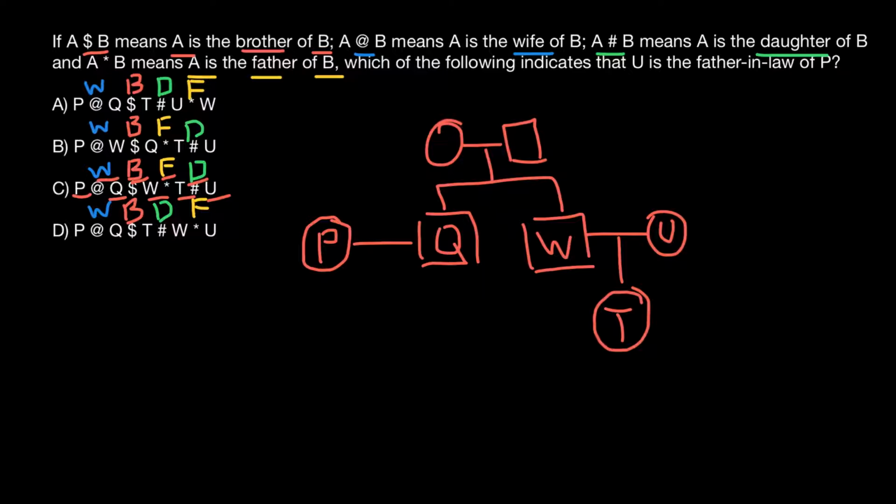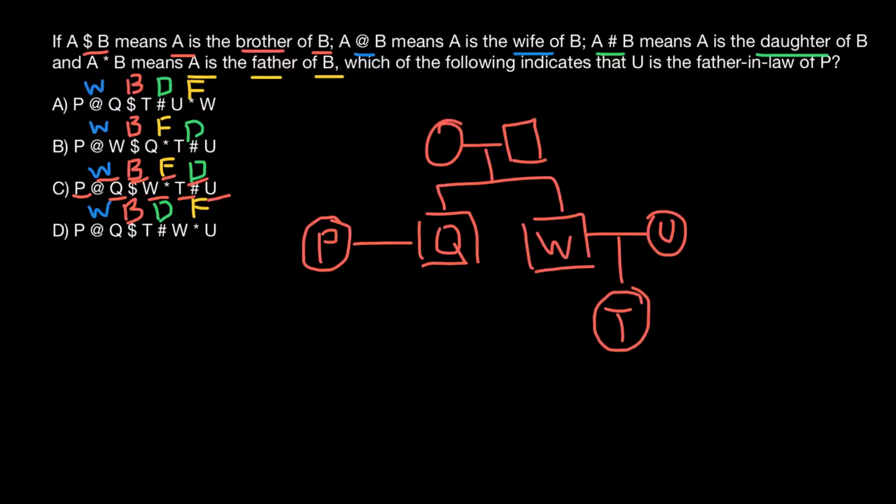So according to this pedigree, how can U call P? You can say that P is a wife of her husband's brother. So as you see, this is a wrong answer. But now pay attention to answer B. It is almost identical to answer C. We just replace some letters, and instead of building a new pedigree, let's just replace letters.